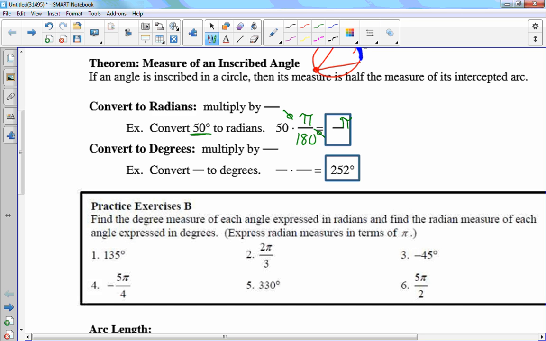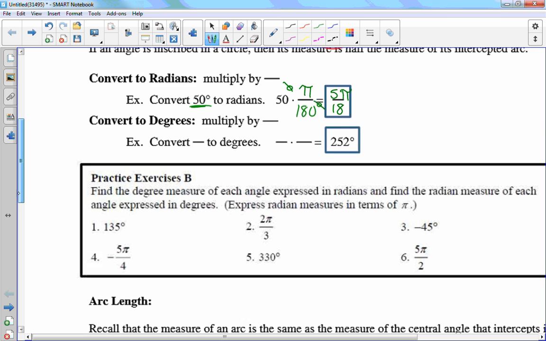50 divided by 180. We want this as a simplified fraction. Who knows how to simplify in your calculator? Good. Math, Enter, Enter. Everyone do that? What's the fraction you just got? 5/18. So our radian is 5 pi over 18. You do not type the pi in your calculator. You get a simplified fraction, 5 over 18, and then you just put the pi in the numerator. That's the radian form. Let's try example 1 down below.